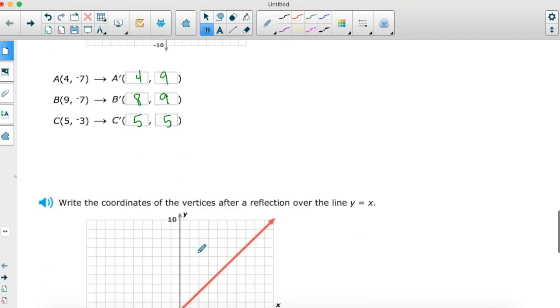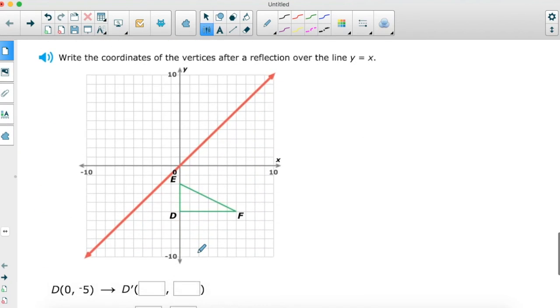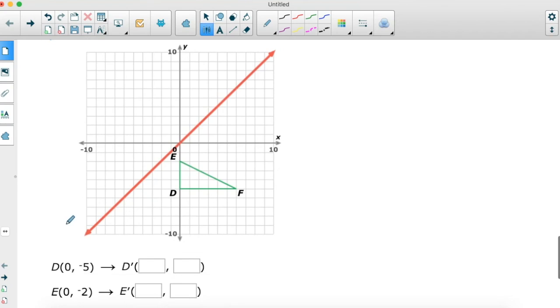Okay, let's try another one. Write the coordinates of the vertices after a reflection over the line y equals x. Again, this is a diagonal. So I'm going to count how far this shape is from the diagonal, and I'm going to do diagonal lines. I'm going to use my blue.